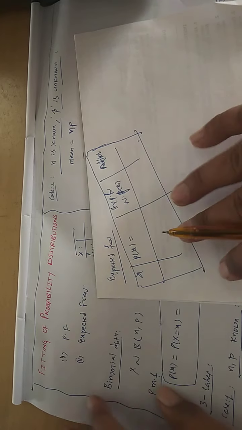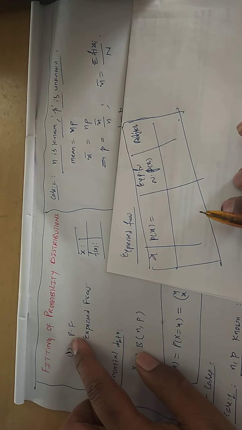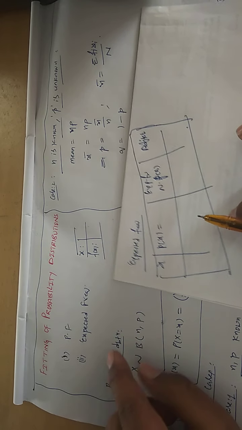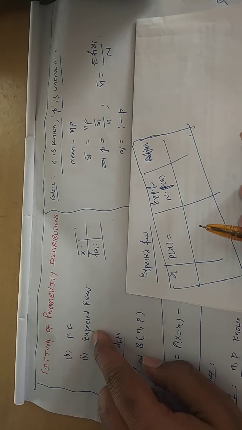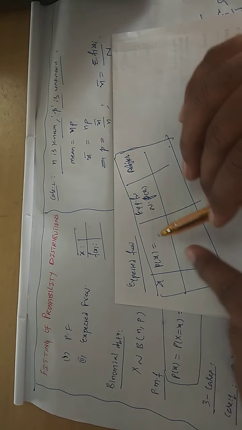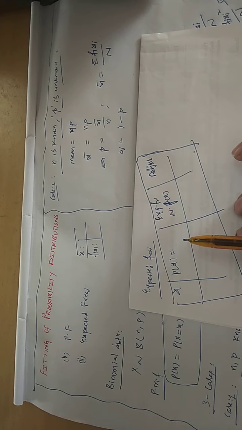So how many steps are there? Step 1 is to write down the fitted probability function, and step 2 is to calculate the expected frequencies. So what is the table format for calculating the expected frequency? This one. Now we go for fitting of a binomial distribution, accordingly case 2.